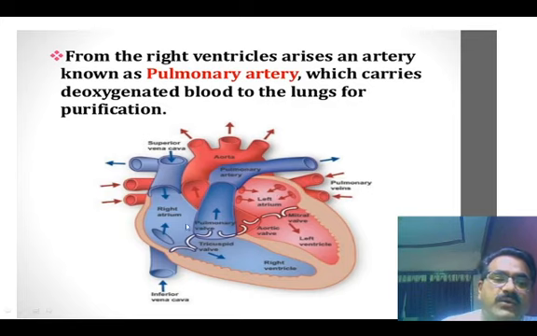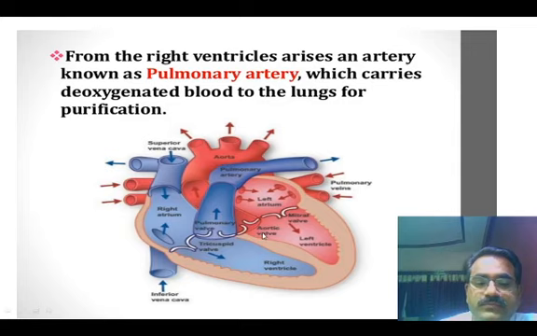Okay, now the two auricles are separated from each other with the help of the auriculoventricular septum, and the two ventricles are separated from each other with the help of the interventricular septum. The auricles and ventricles are separated from each other with the auriculoventricular septum, which is present at the junctions of the auricles and ventricles.